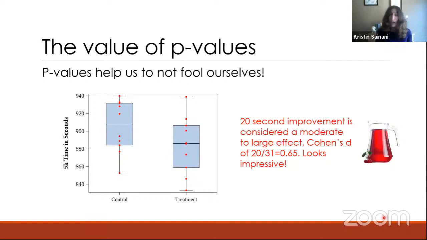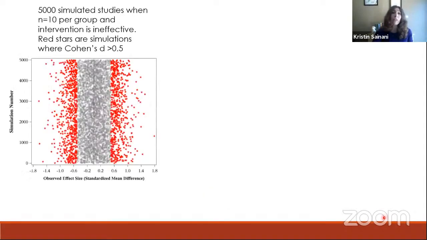That point estimate looks impressive. And you might be tempted to say, wow, I'm going to start drinking cherry juice, because why not if it might have this big effect? But you have to be careful not to fool yourself, because when you have a small study in particular, like 10 per group, it's actually really easy to get big effect sizes, big point estimates in your trial just by chance.